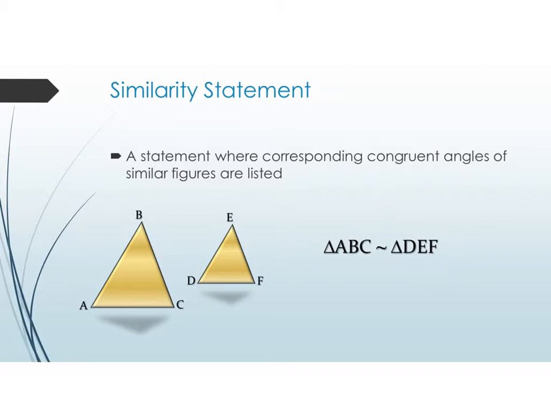Okay, so we've talked about the congruency statement before. Now we talk about the similarity statement. Remember, congruent is same shape, same size. Similar is same shape, different size. So it's a statement where corresponding congruent angles of the similar figures are listed. In this case, remember, order matters. A, B, C, D, E, F. A, B, C, D, E, F. And that tells us that angle A is the same as angle D, angle B is the same as angle E, angle C is the same as angle F.